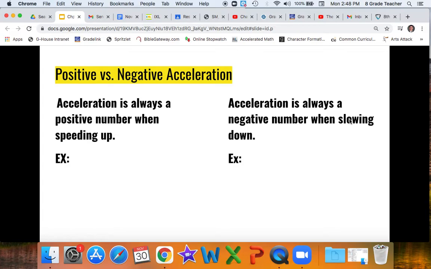of travel to another. When you speed up, your final speed always will be greater than your initial speed, so subtracting your initial speed from your final speed gives you a positive number. Remember that. A positive acceleration means that you're speeding up. As a result, your acceleration is positive when you are speeding up.